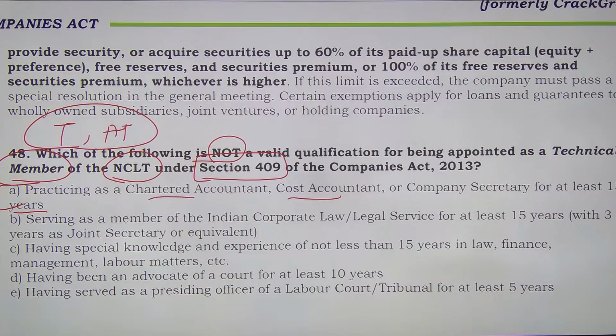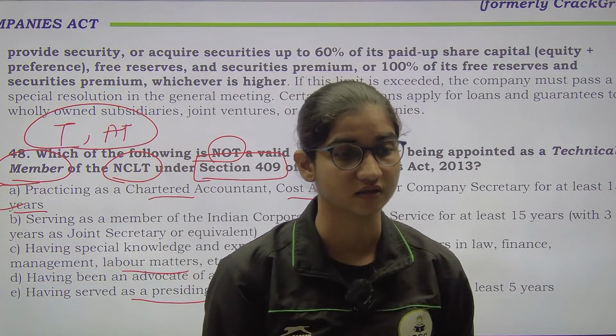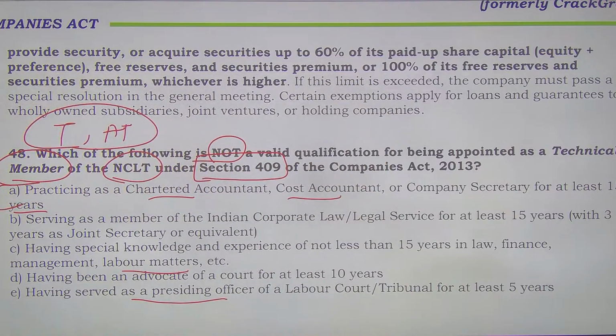Another point is serving as a member of हमारा Indian Corporate Law Legal Service for at least 15 years with 3 years as joint secretary. ठीक है, another point is having special knowledge and experience of not less than 15 years in law, finance and management and whatever other matters these are. Having been an advocate of court for at least 10 years and having served as a presiding officer of a labour court tribunal for at least 5 years. Okay, so these are the options and you have to choose the one that is not valid. Okay, so please try to answer here कि which one will be the criteria that is not valid for the appointment of a technical member for NCLT according to section number 149.